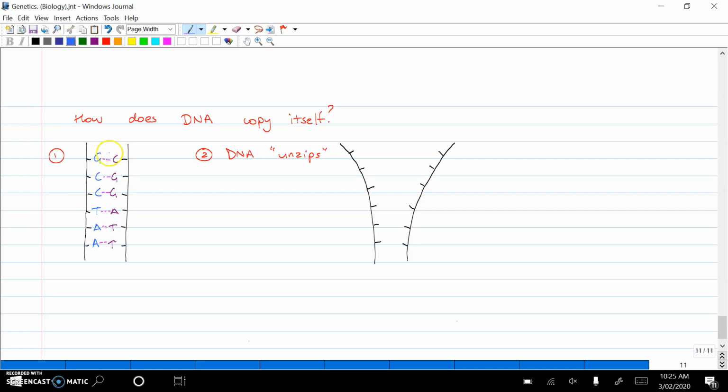So when it unzips, these little pinky bits, they break apart. So we'll put in our G, C, A, C. Do that in a different color because we like to keep things colored here. C, G, G, A, T, T. So your DNA unzips.